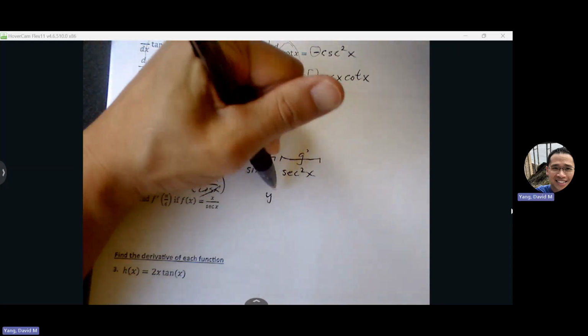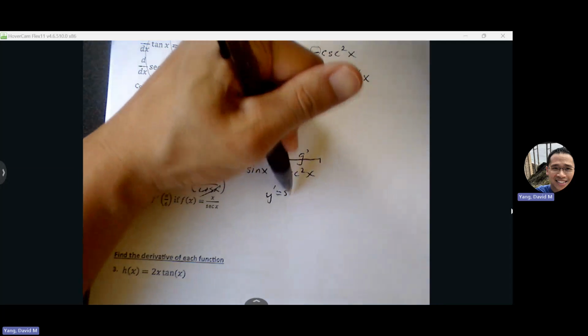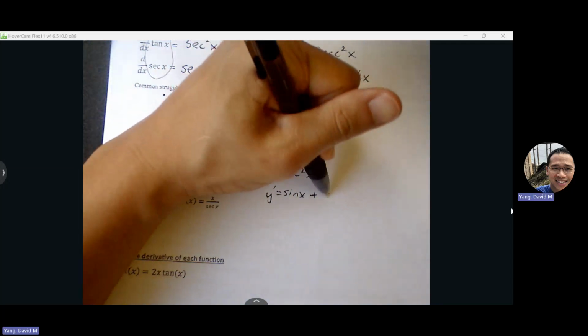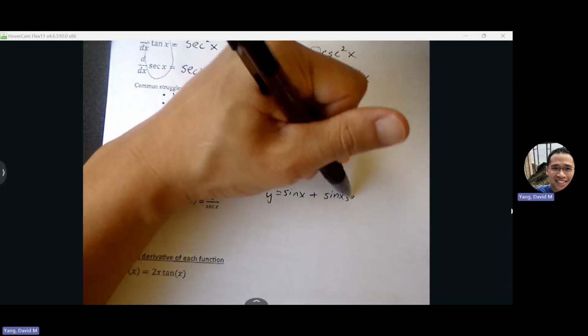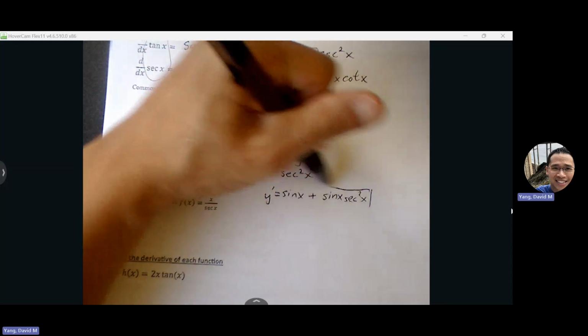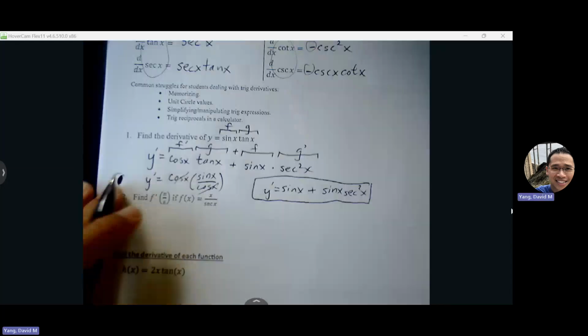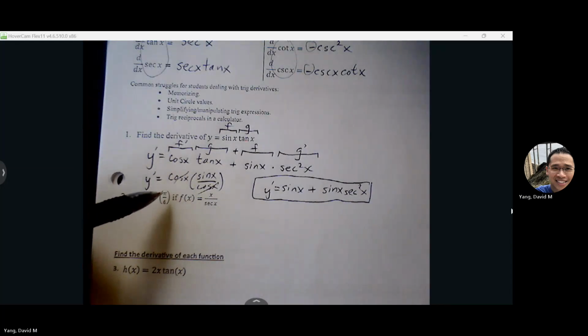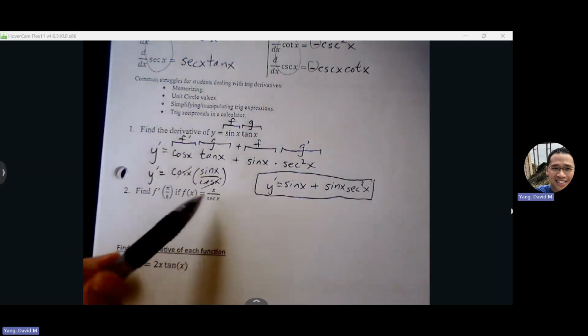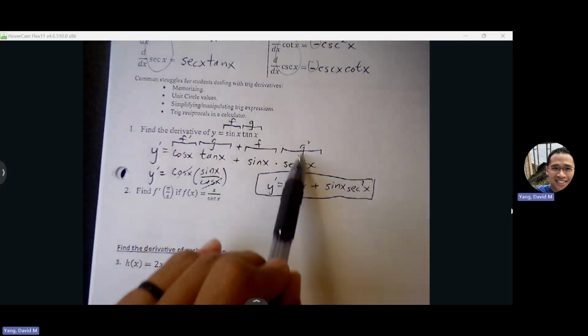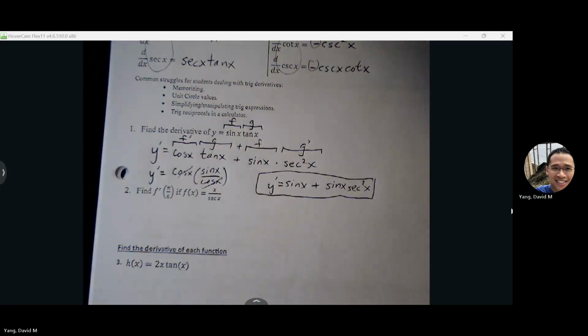So we could reduce that y prime to be sine of x plus sine of x secant squared x. I'm just doing this to show you how a multiple choice question could go further than this, but if it's free response, this is fine.